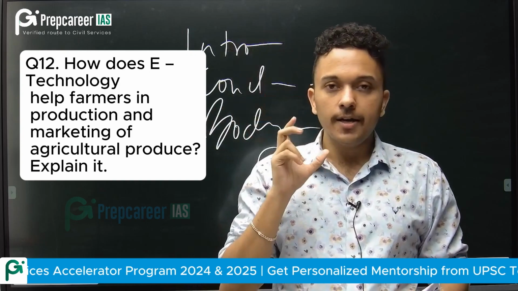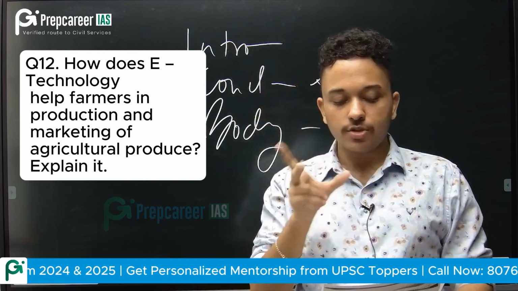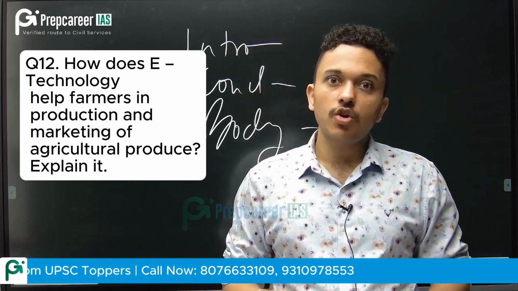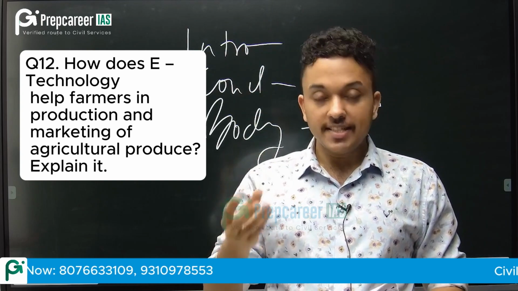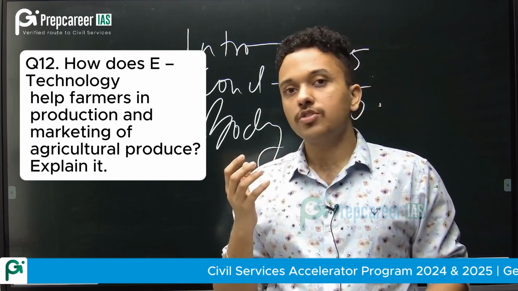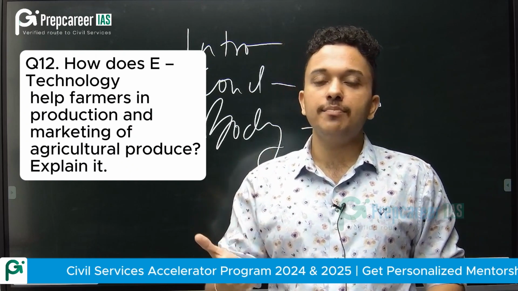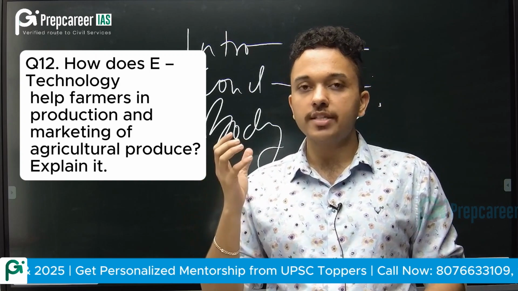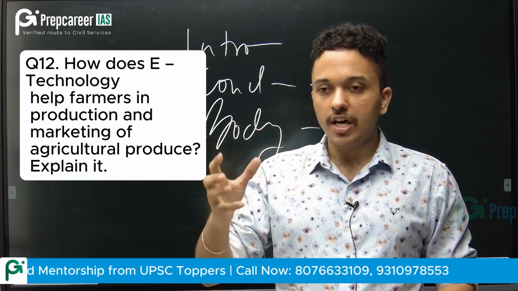And then in the body, as I said, two parts, two subheadings. How does it help in production? For example, e-technology helps in precision agriculture. For example, the use of GPS, geographical information systems, GIS, dot grid models, and heat map models to understand where the problems are.